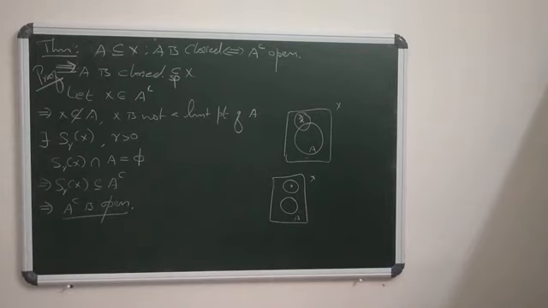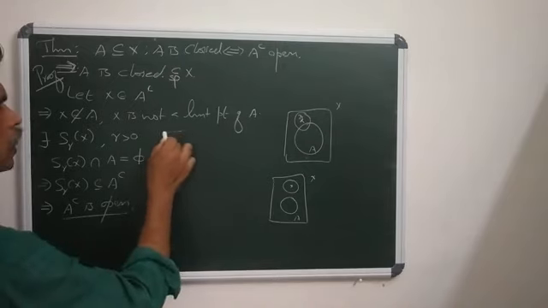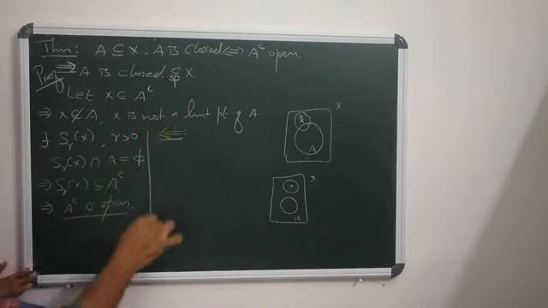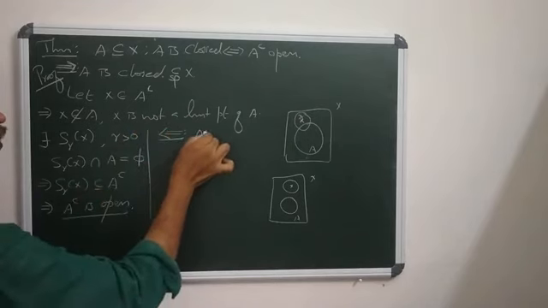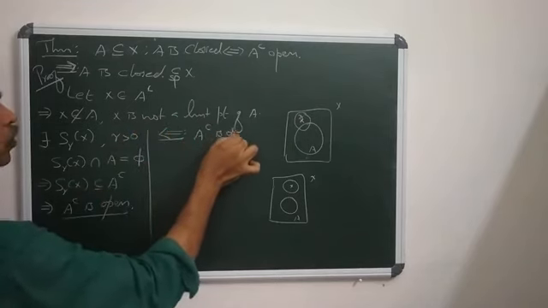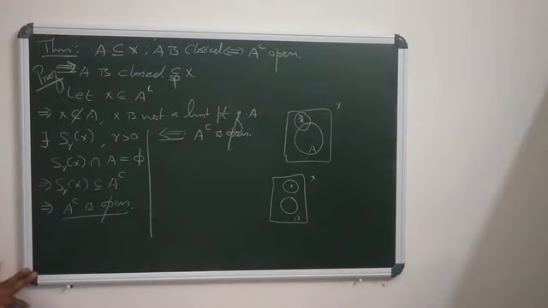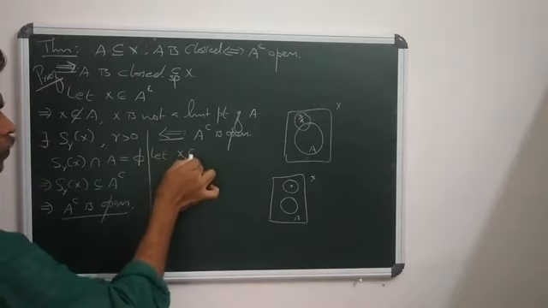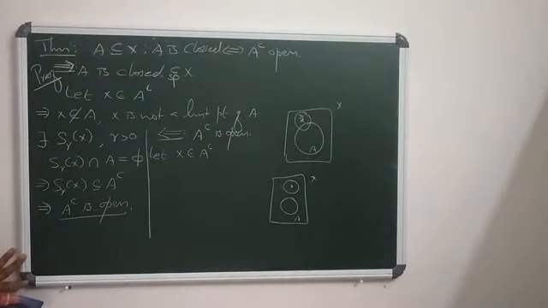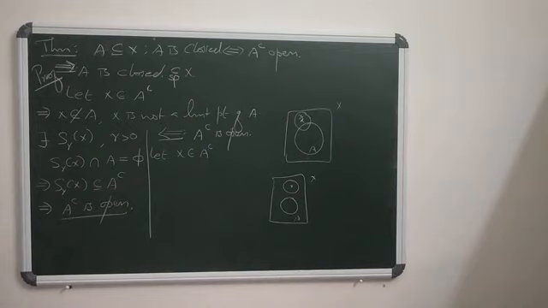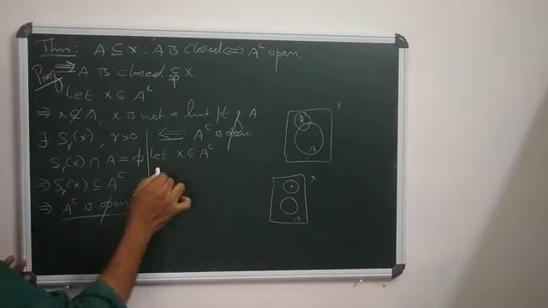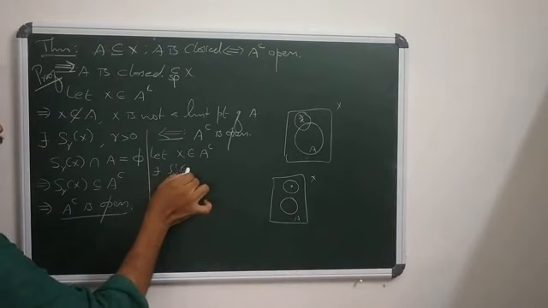What about the reverse inclusion? Reversely assume that A complement is open. Then we have to show that A is closed. Now let X fall in A complement. Since X falls in A complement, then what do you get? There exists an open sphere centered at X.